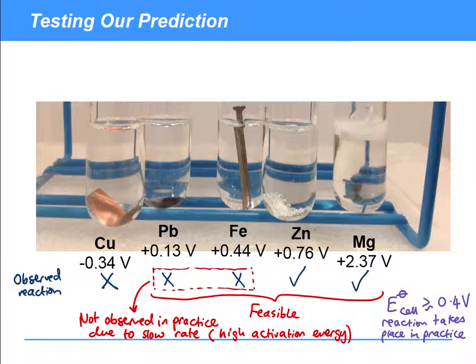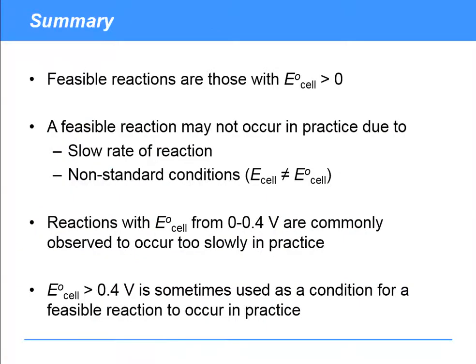So if you happen to be in a position where you've calculated or you think a particular reaction should happen, calculate the E cell. If it is less than 0.4 volts, then it may not be happening due to a slow rate of reaction. So to summarize this, feasible reactions are those with E cell bigger than 0. That's the definition of a feasible reaction. A feasible reaction, however, may not occur in practice due to two factors: either a slow rate of reaction, which is what we've really discussed here, or non-standard conditions.